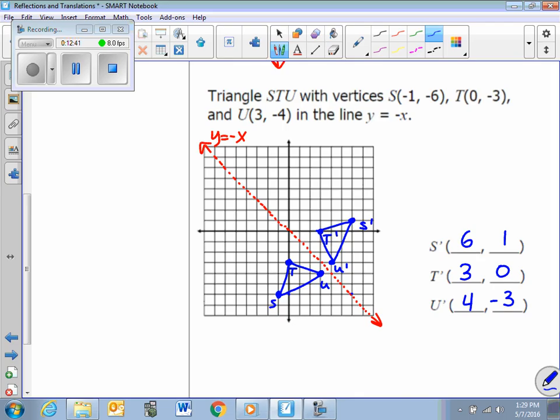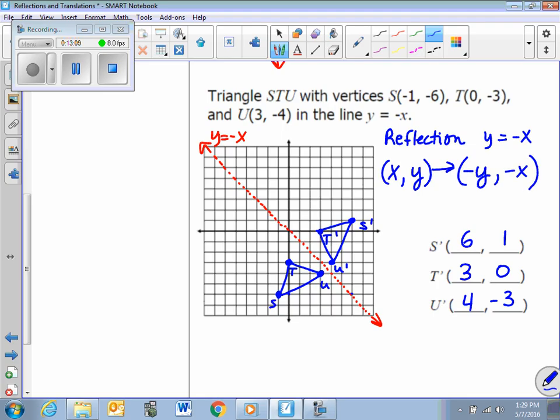So let's see what the relationship is between the pre-image vertices and the image vertices. I'm going to write my rule here: reflection in the line y equals -x. Every single time, here is what happens. The coordinates are transformed as follows: (x, y) goes to (-y, -x).